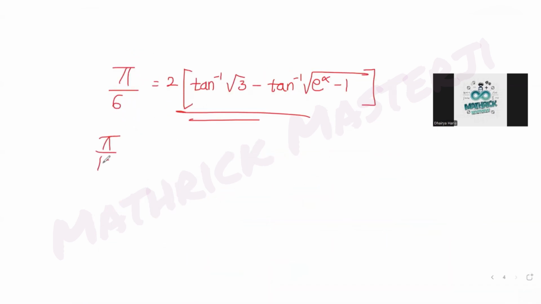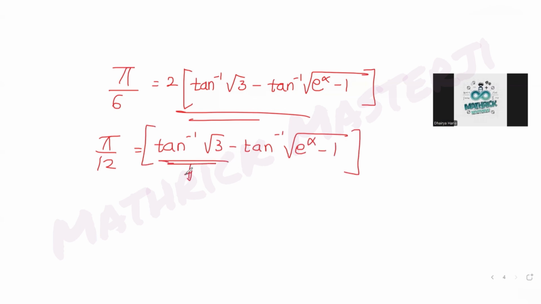So this entire thing is pi over 6. So I get pi over 12 is equal to tan inverse of root 3 minus tan inverse of root of e raised to alpha minus 1. Now tan inverse of root 3 happens at 60 degrees, or I can say pi over 3 radians. So I can write this as pi over 12 equals pi over 3 minus tan inverse of square root of e raised to alpha minus 1.